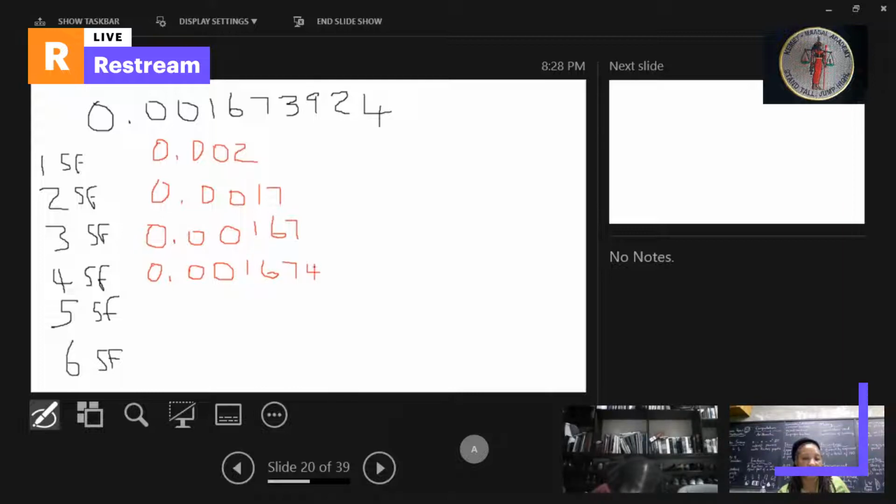0.001674. Add 1 to the 3. 5 will be 1, 2, 3, 4, 5. This is less than 5. We don't add 1 to the 9. So it's 1, 6, 7, 3, 9.